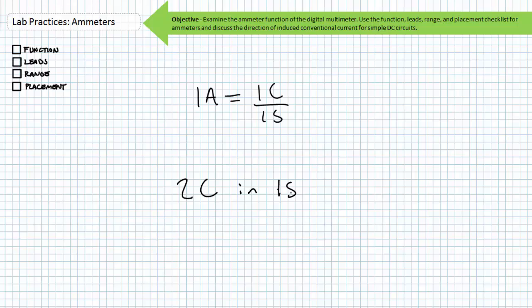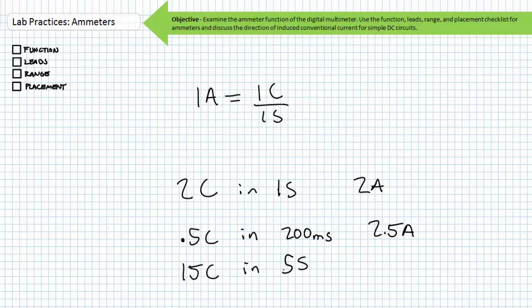Therefore, a movement of 2 coulombs in 1 second is a current of 2 amperes, and the movement of half a coulomb in 200 milliseconds is 2.5 amps of current, and the movement of 15 coulombs over a period of 5 seconds is 3 amps of current.